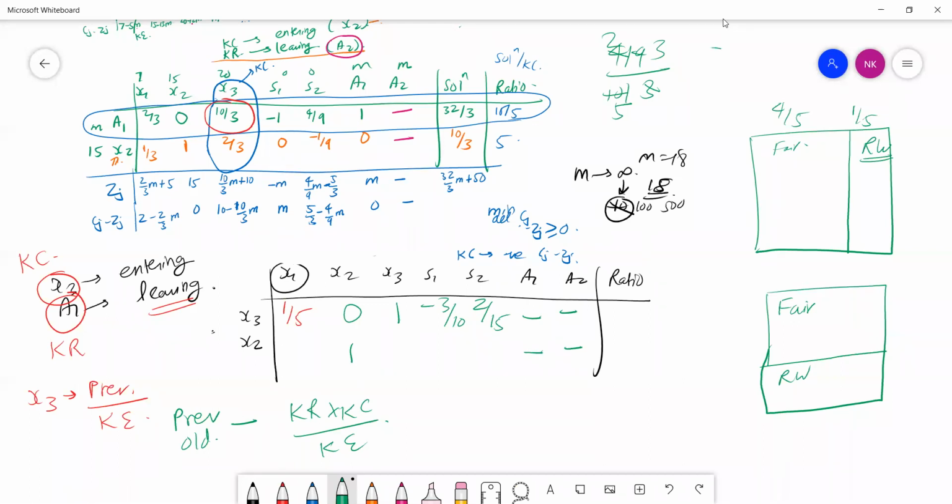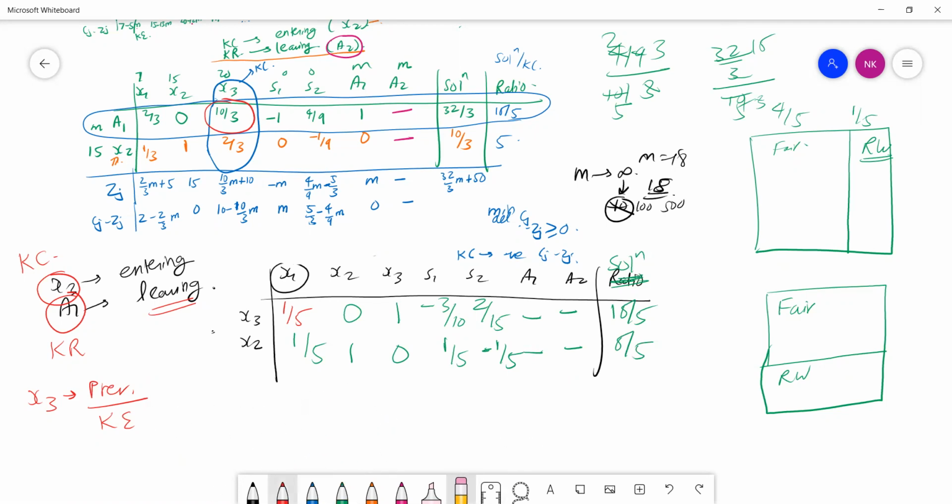Just please quickly tell me what will be the answer of the entire row. Sir, it will be 1 by 5, 1, 0, 1 by 5 and minus 1 by 5. Fine. And the solution is 6 by 5. Okay. So let's calculate the Zj.